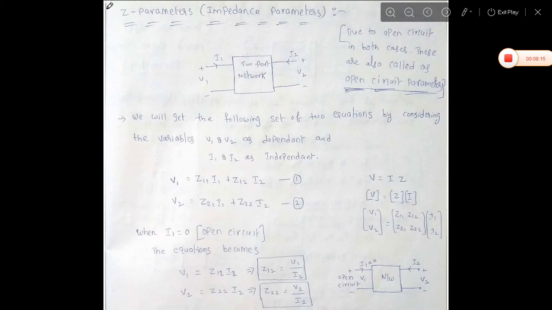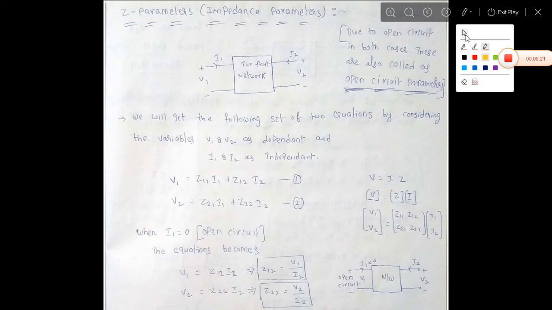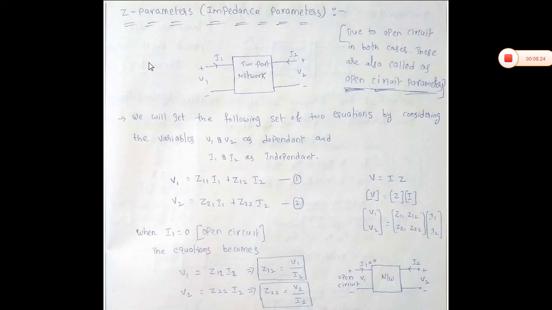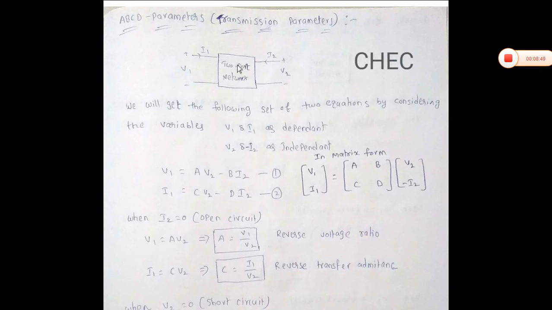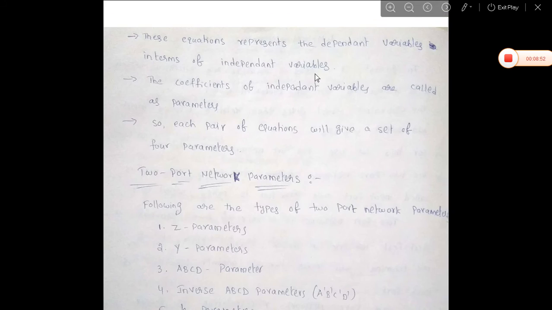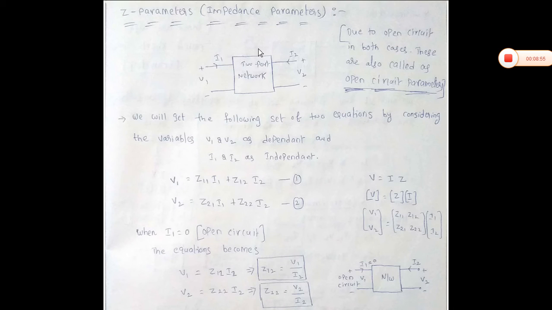First topic is Z parameters. Z parameters are also called impedance parameters, as I already mentioned. Z means impedance parameters, right? The two-port network representation is always like this only. In any parameters, I always mention the two-port network representation is like this only. This is the only two-port network diagram.